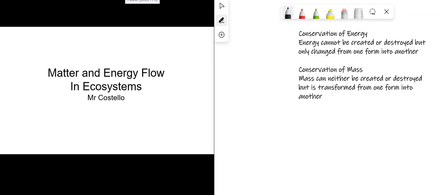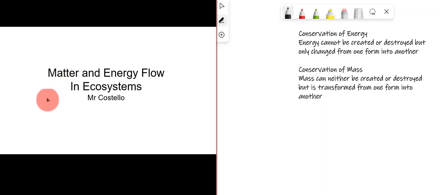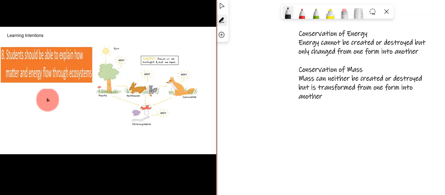So in this lesson, we're going to look at matter and energy flow in ecosystems. So the learning intention: students should be able to explain how matter and energy flows through ecosystems. So the first thing we want to think about are these two terms.